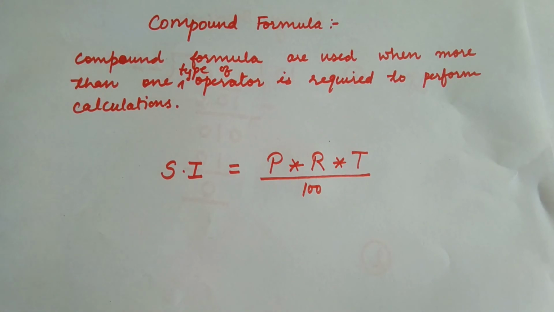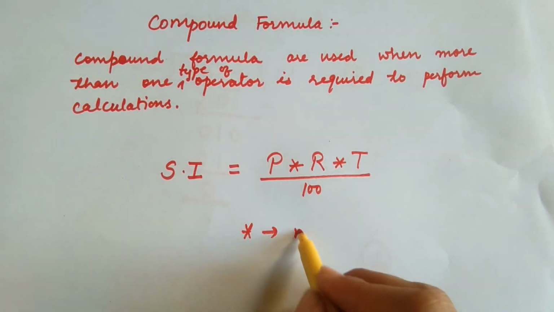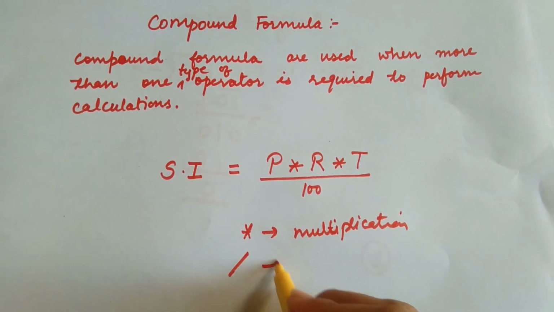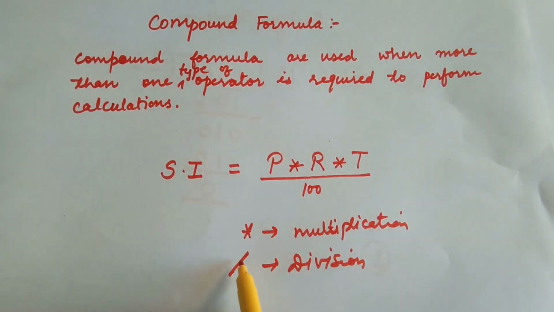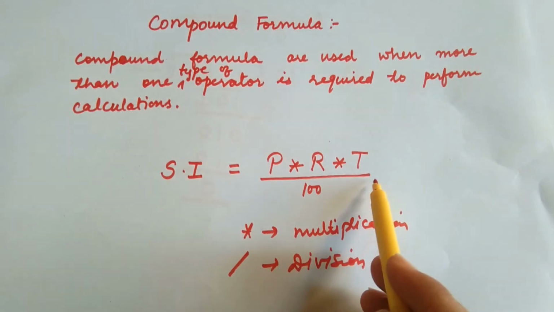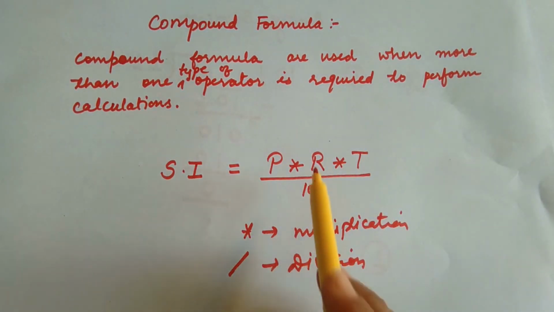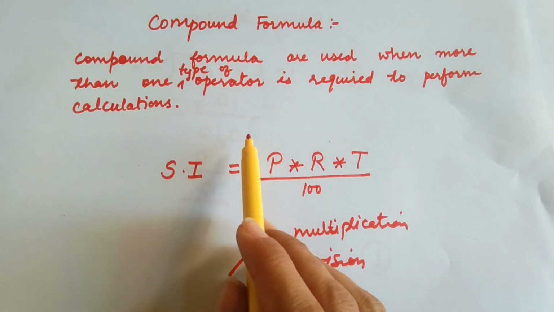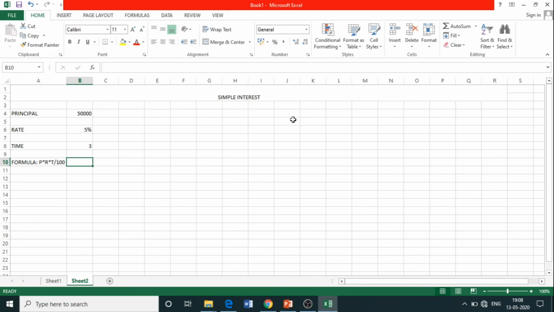So how many operators are involved in this calculation? One is multiplication and the other is division. So how many types of operators are involved? More than one type. Two types are required in order to perform a single calculation. So such formulas which need more than one type of operator come under compound formula. Let's see how we can implement the concept of compound formula in the MS Excel spreadsheet.